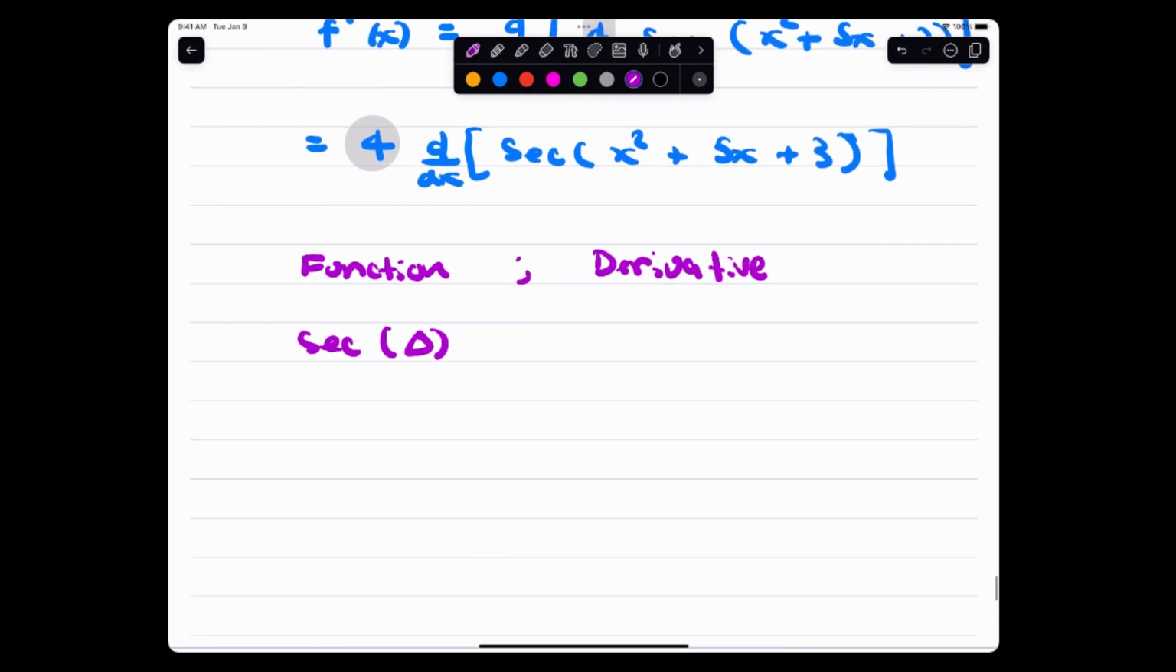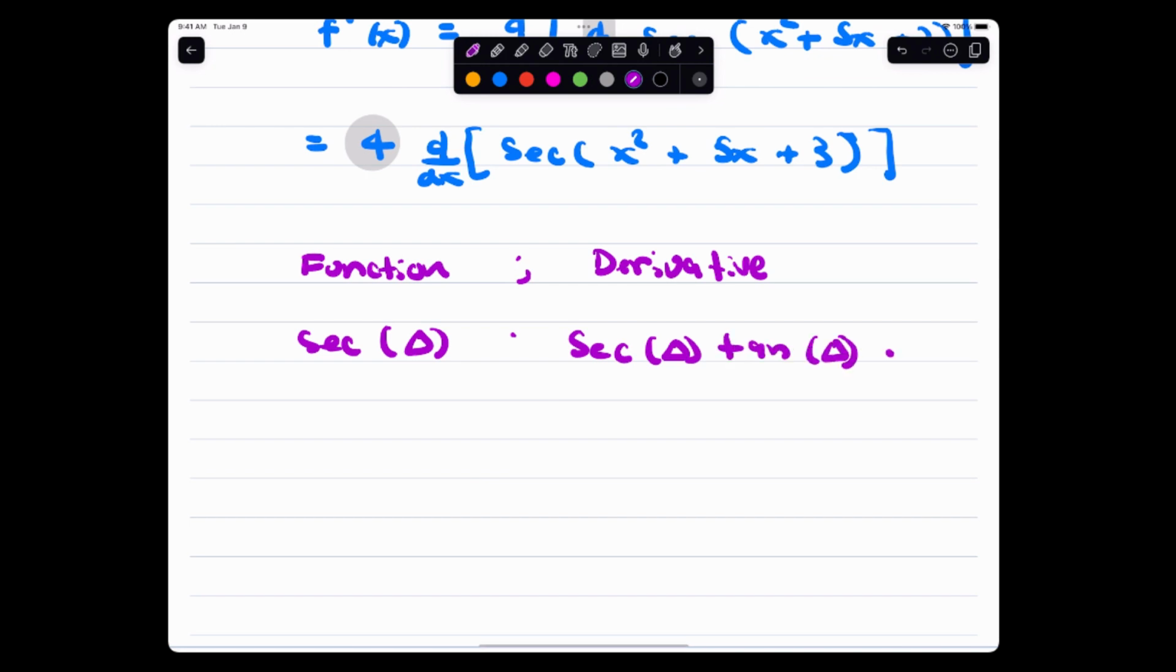you need that derivative. You say, what's the derivative of secant? You guys know the derivative of secant? It's secant tangent, but don't forget the what? Don't forget the chain. Okay, don't forget your chain.